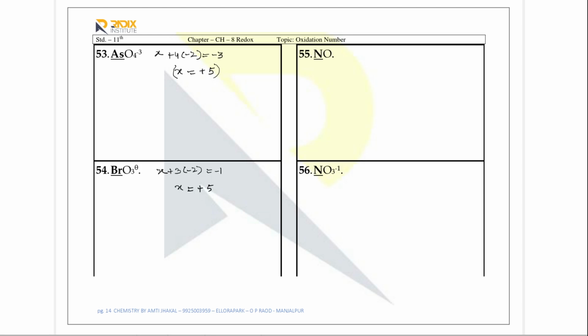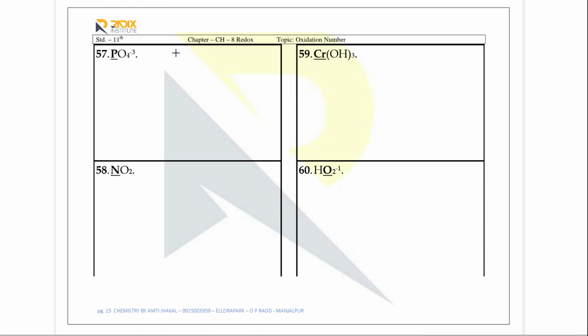Now the next calculation is for nitrogen. So nitrogen oxidation state X, oxygen oxidation state -2 is equal to 0. So we get X is equal to +2. So nitrogen is in +2 oxidation state here. X, 3 into -2 is equal to -1. So X is equal to +5. Nitrogen is in +5 oxidation state.